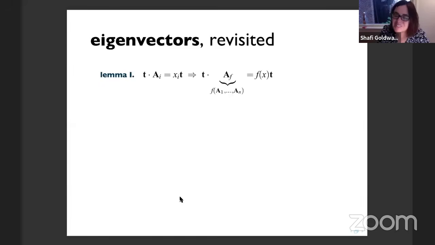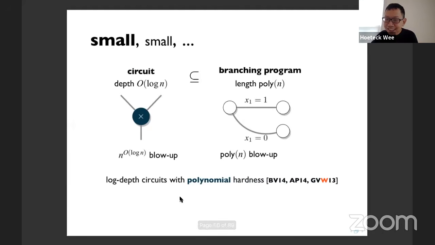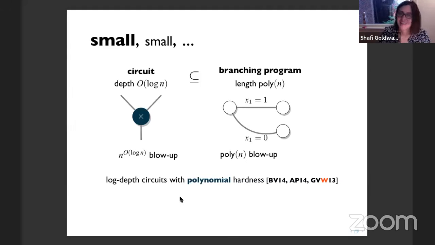Sorry, can you just explain, maybe for the larger audience, what polynomial hardness means? What polynomial hardness means? Yeah, you used the term. I see. Okay, right.